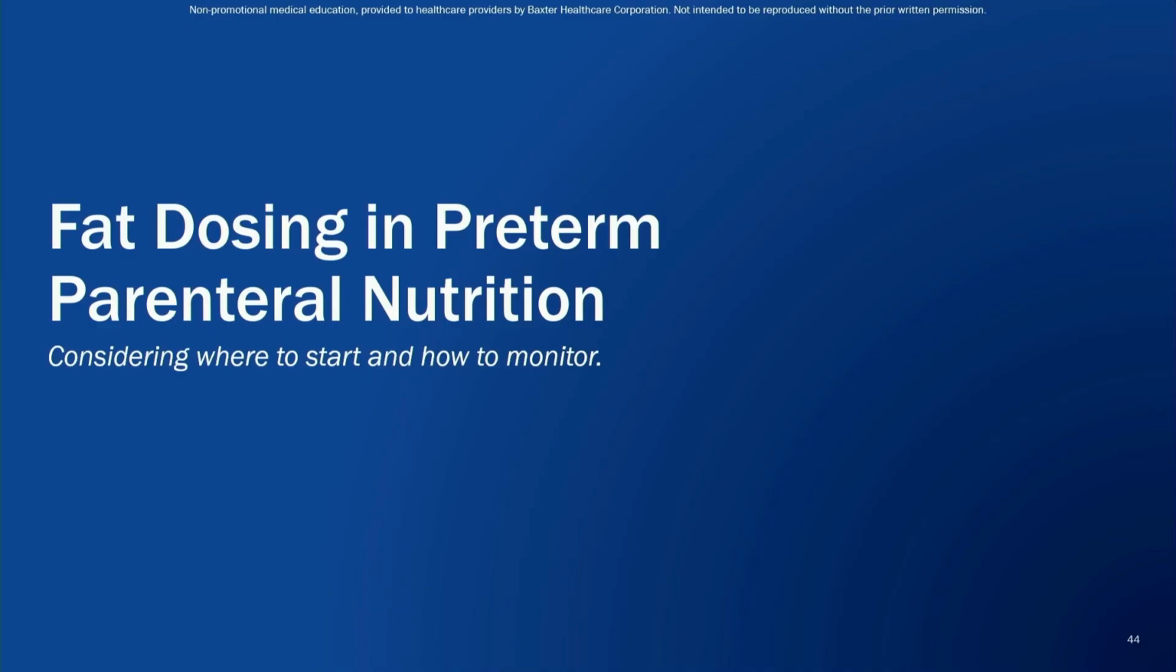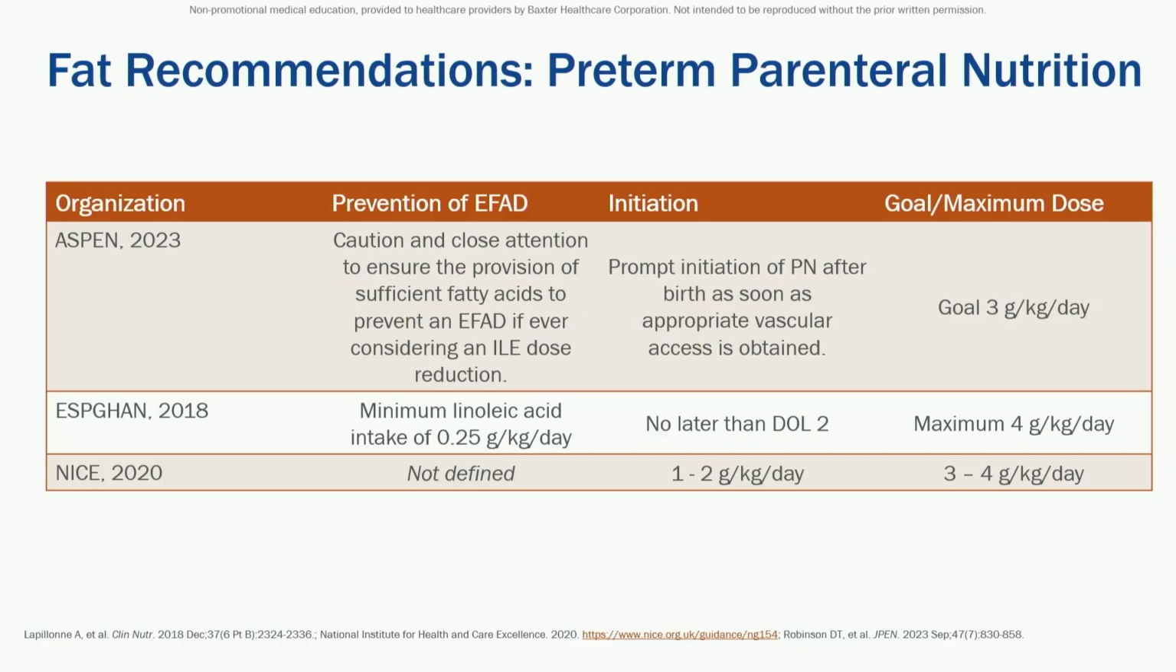And finally, fat dosing in parenteral nutrition. Recommendations for IV lipid emulsions are generally similar. They're going to focus on early initiation, preventing essential fatty acid deficiency, and progressing to a dose of generally 3-ish gram per kilo per day.